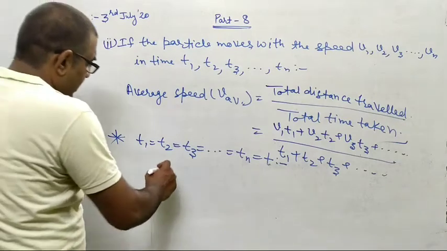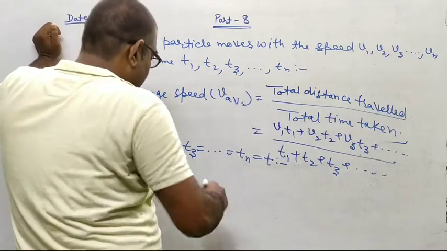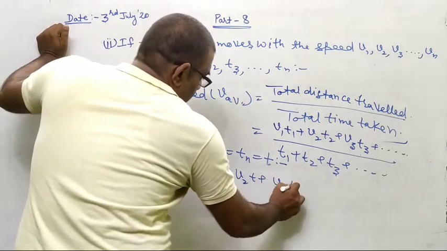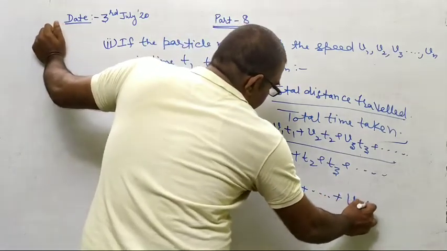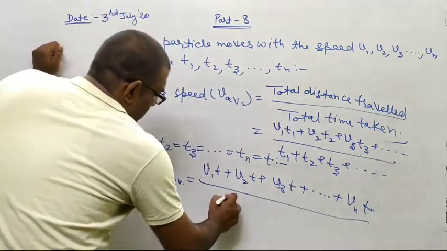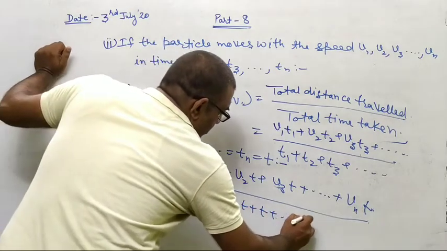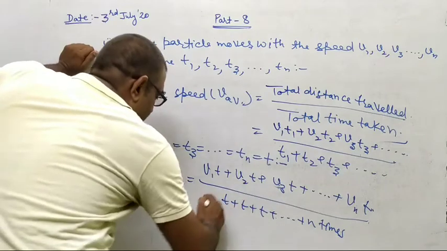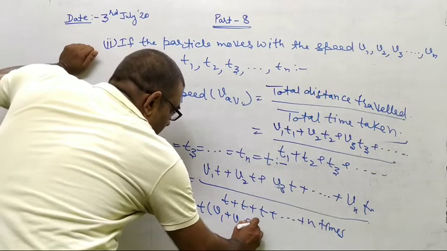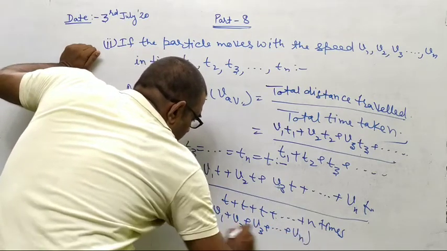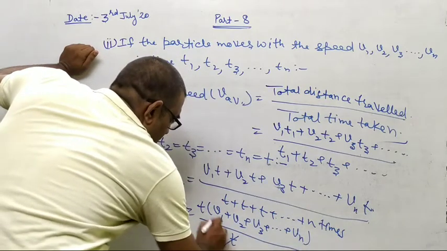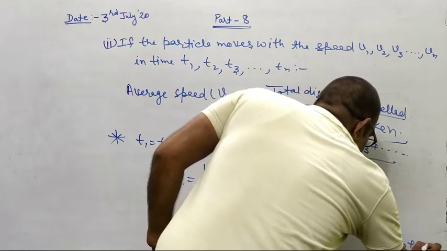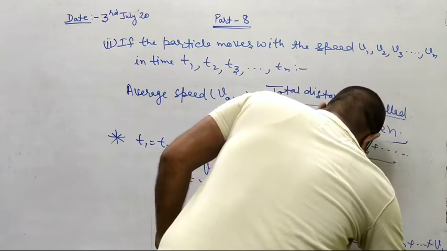In that case what will happen? In that case v average can be given as v1 into t plus v2 into t plus v3 into t plus up to so on vn into t, upon t plus t plus t plus up to so on n times, and it will happen taking t common, t is equal to v1 plus v2 plus v3 plus up to so on vn upon n times t, t to t cancel out, and it will become v1 plus v2 plus v3 plus up to so on vn divided by n.